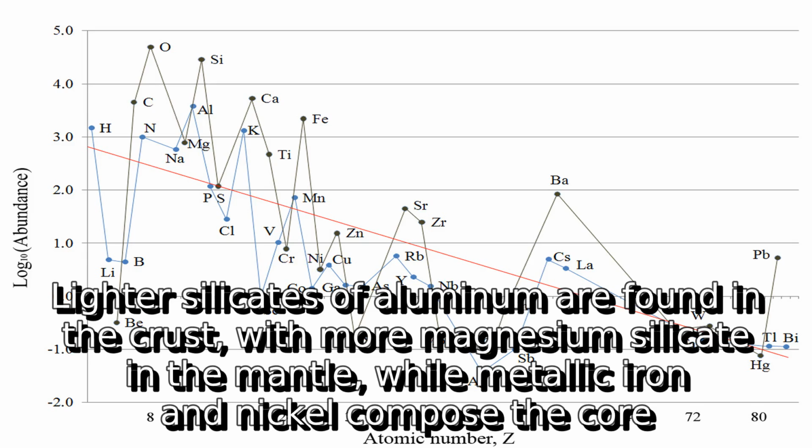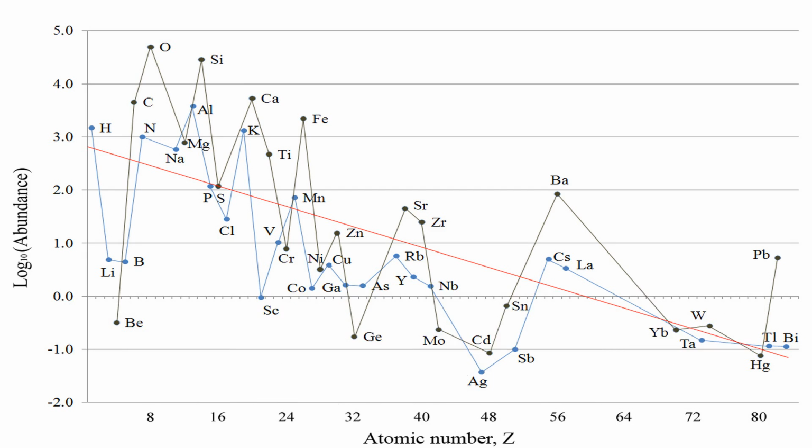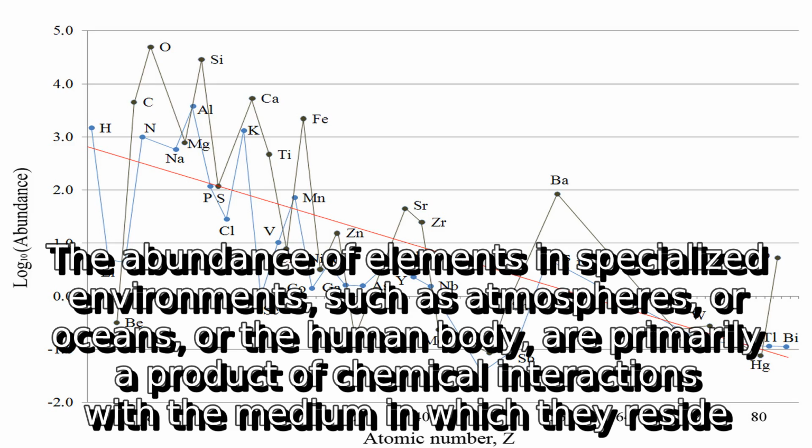Lighter silicates of aluminum are found in the crust, with more magnesium silicate in the mantle, while metallic iron and nickel compose the core. The abundance of elements in specialized environments, such as atmospheres, or oceans, or the human body, are primarily a product of chemical interactions with the medium in which they reside.